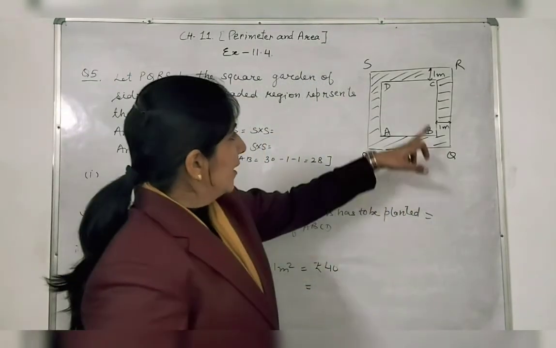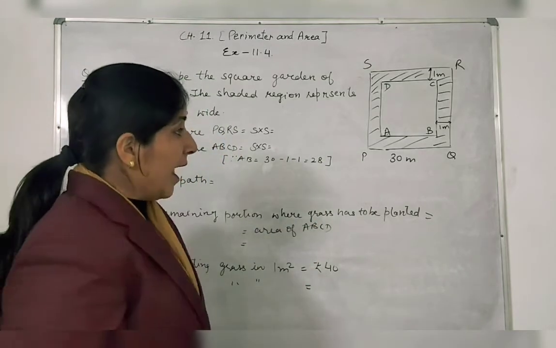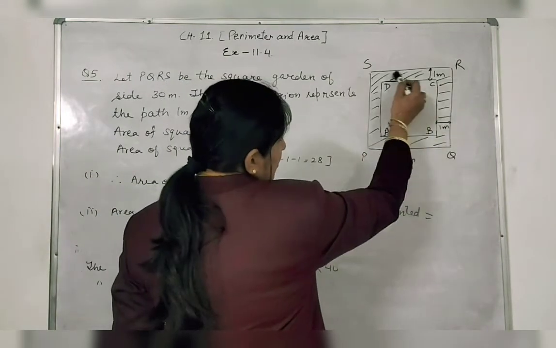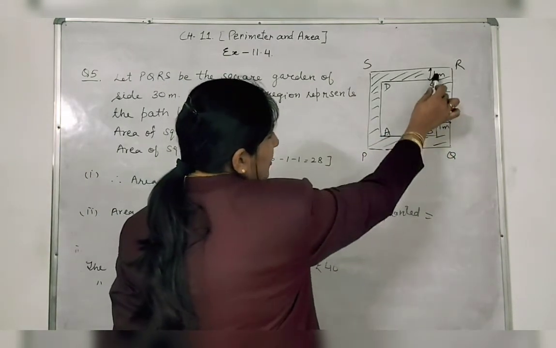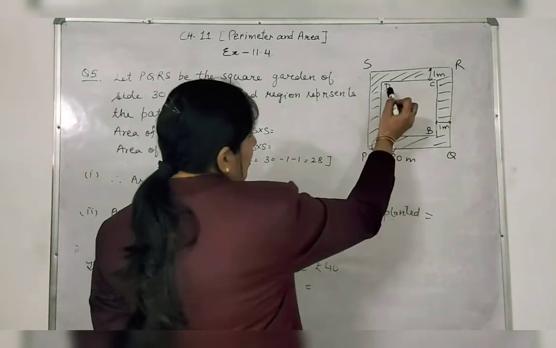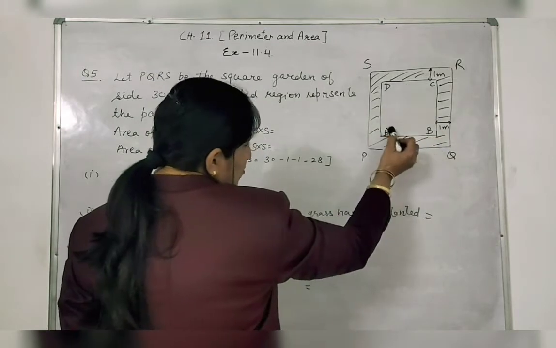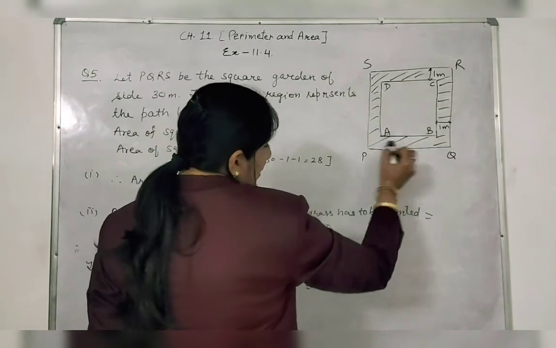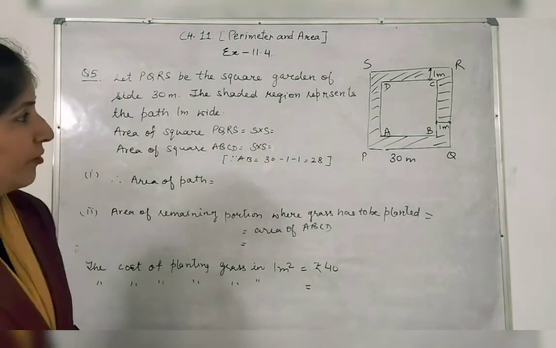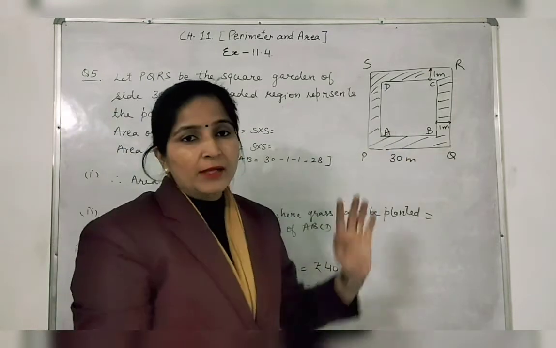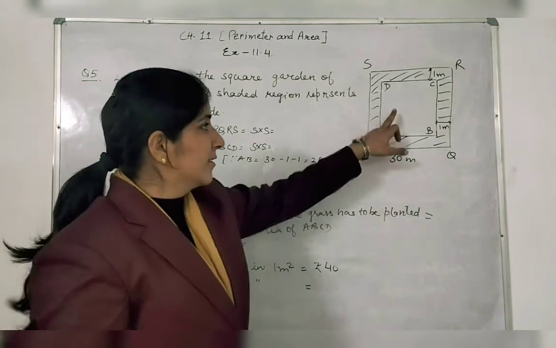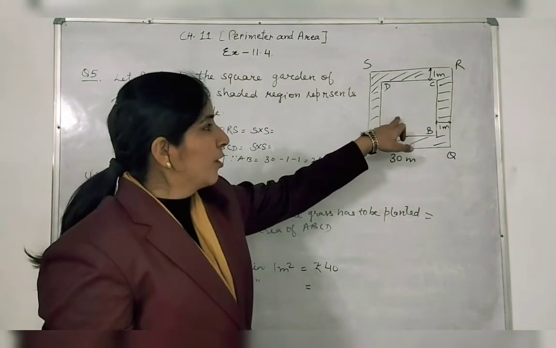Okay, PQRS is a square garden, and there is a path made inside the square garden. This path, the shaded portion, has a width of 1 meter all around, and we have to plant the grass inside the smaller square. Means if we leave the path, inside we need to plant the grass. What they are asking in the question is, first of all, the area of the path, and second, the cost of planting the grass inside this smaller square.